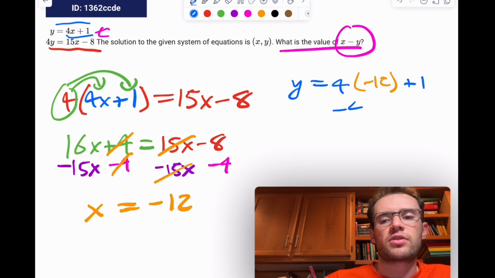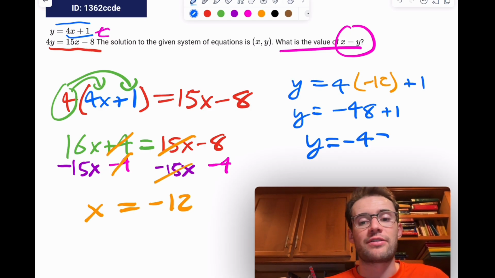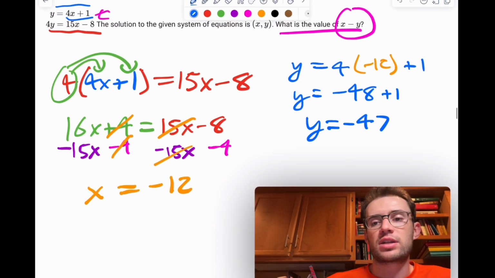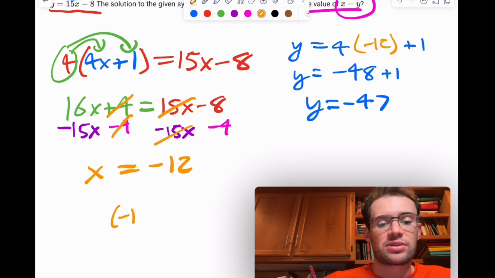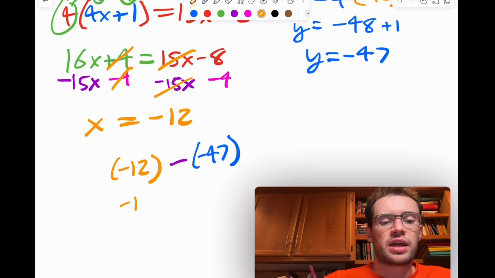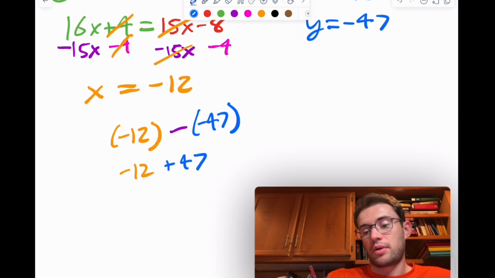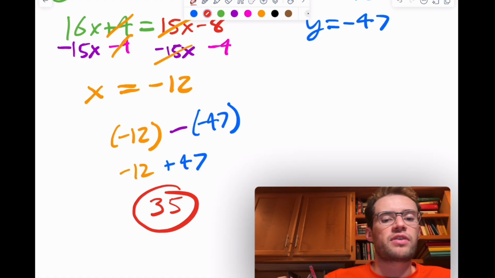4 times negative 12 is going to give a negative 48. So negative 48 plus 1 equals y, which means that y is equal to, it's making it less negative, so it's going to be negative 47. So if our two answers are negative 12 and negative 47, we want to find x minus y. So be careful with that minus. So we do x, so negative 12 minus y, so minus negative 47, which is just plus 47. So negative 12 plus 47, you have to add 12 to it to get to 0, and then you have an additional 35 that you can add to get up to positive 35. So 35 will be the answer there.